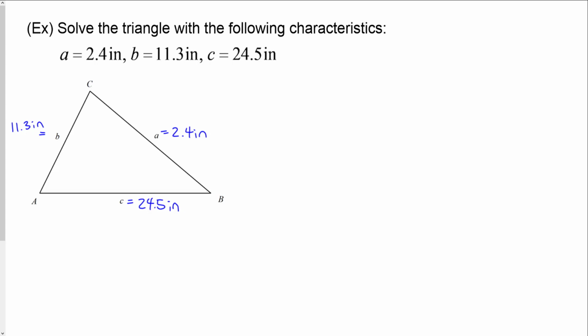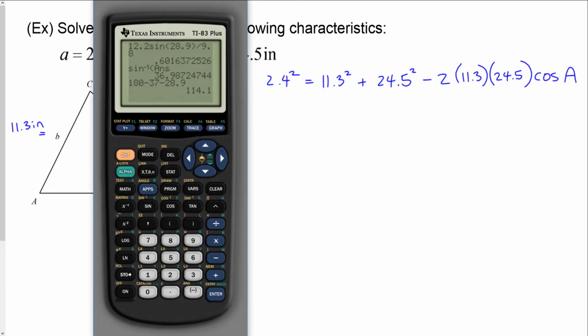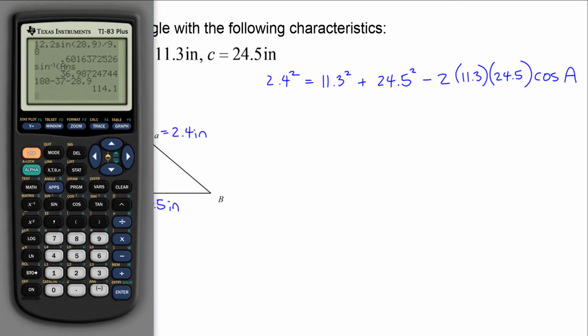But let's assume we didn't know that and we just went ahead and tried to solve for it. So what we would do is take 2.4 squared is equal to 11.3 squared plus 24.5 squared minus 2 times 11.3 times 24.5 times the cosine of the angle opposite the 2.4, which is A in this case. So I'm going to need my calculator.